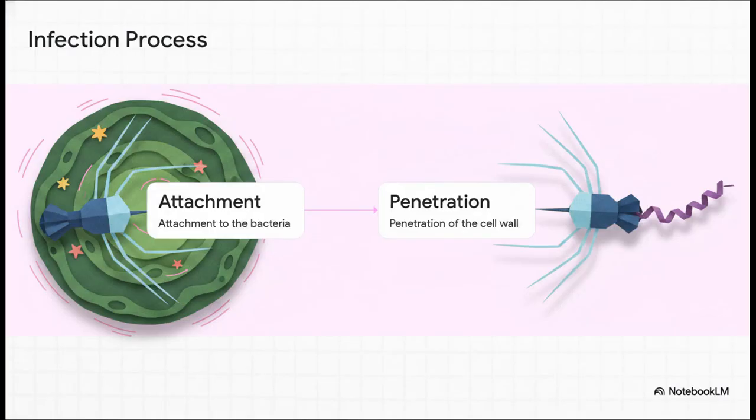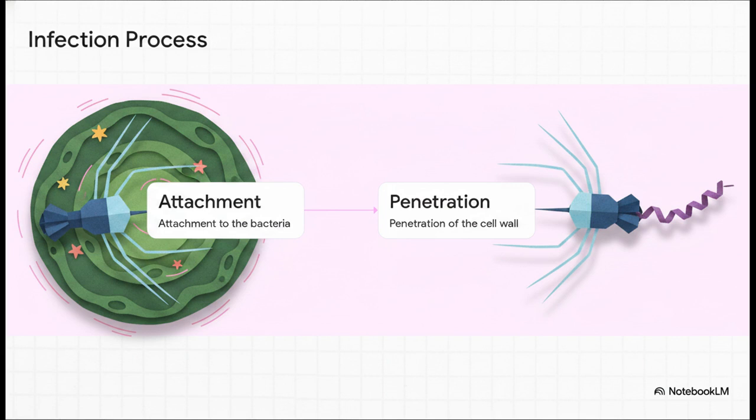The animated video walks us through this incredibly ruthless two-step infiltration process. Step 1 is attachment. Remember those spindly tail fibers we just talked about? Well, they aren't just there for a smooth landing. They are actually highly sensitive chemical sensors. They touch down on the surface of a bacterium, locking onto very specific receptor sites with a terrifying level of precision. And once it's firmly anchored, step 2 triggers immediately: penetration.